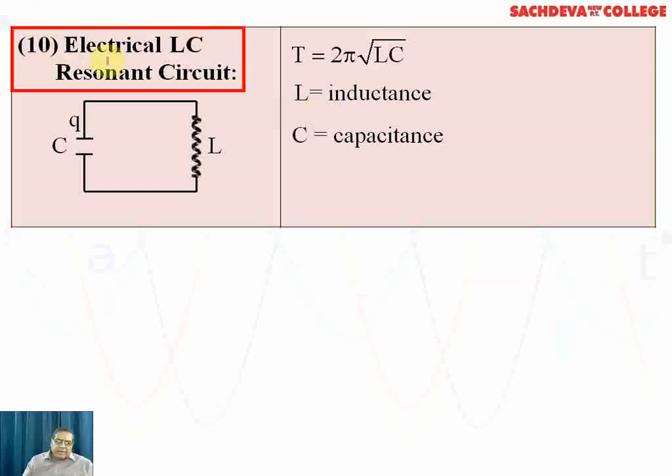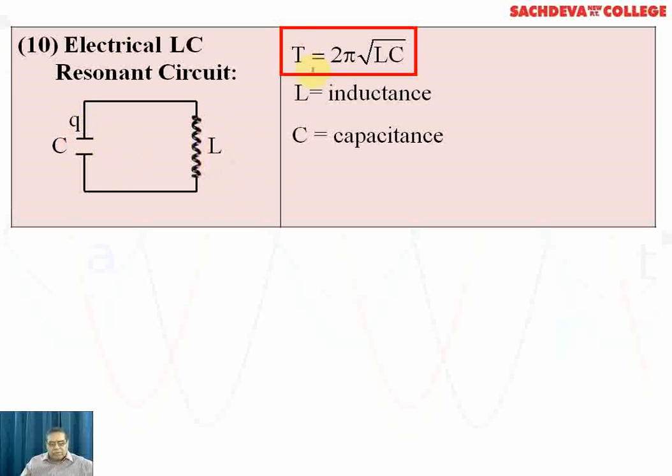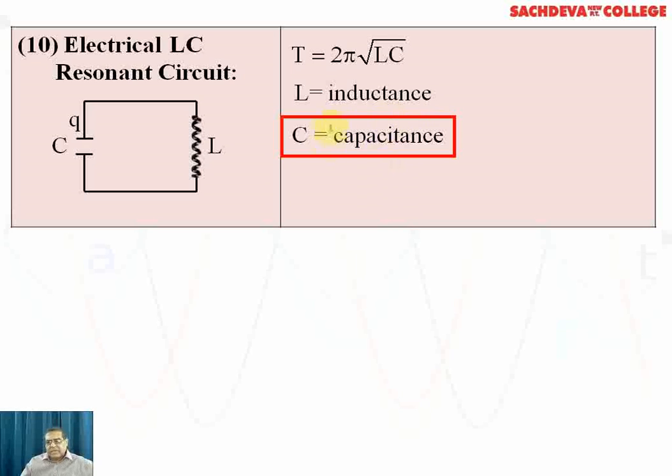Now we come towards the electrical LC circuit, that is the inductance capacitor circuit, or that is a resonance circuit. So XL is equal to XC is the condition of resonance. So in the figure, the C is a capacitor, L is the inductor, and Q is the charge moving in the circuit. So for such a circuit, the time period, if we wanted to calculate, it should be 2 pi under root LC, where L is inductance and is calculated in Henry, where C is the capacitance, which is calculated in farads.